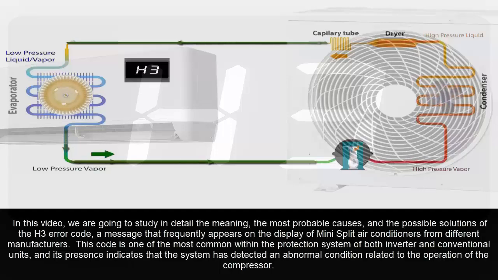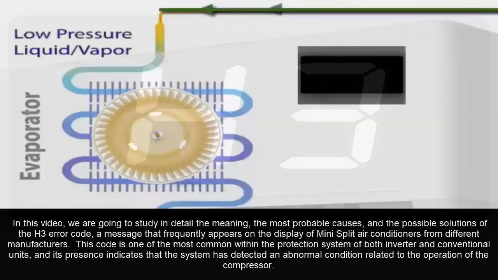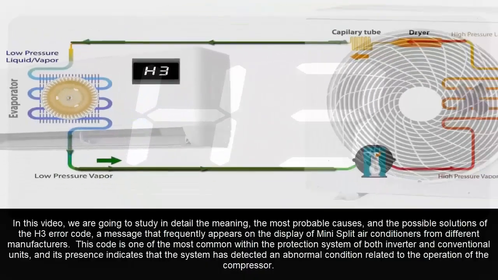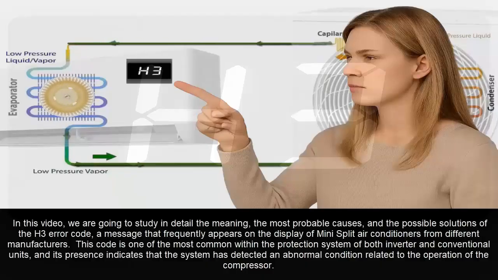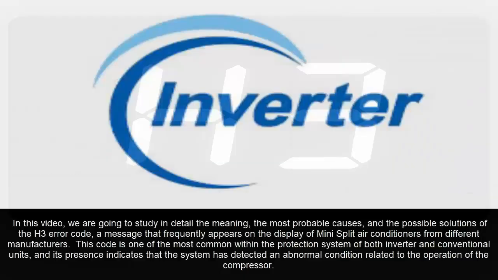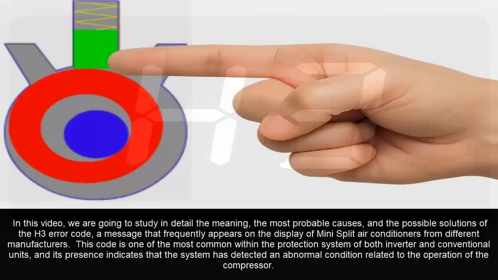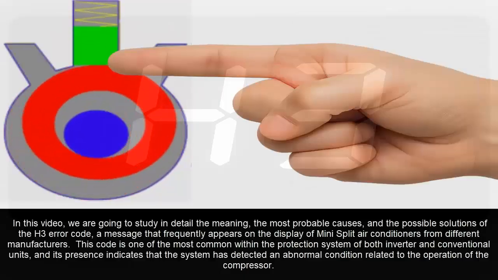In this video, we are going to study in detail the meaning, the most probable causes, and the possible solutions of the H3 error code, a message that frequently appears on the display of many split air conditioners from different manufacturers. This code is one of the most common within the protection system of both inverter and conventional units, and its presence indicates that the system has detected an abnormal condition related to the operation of the compressor.